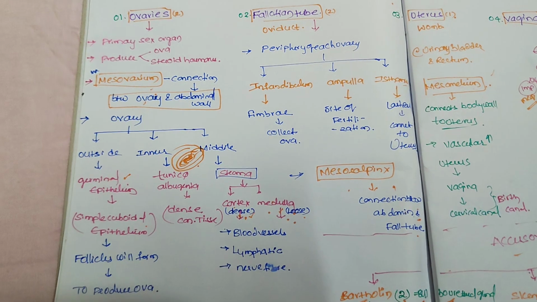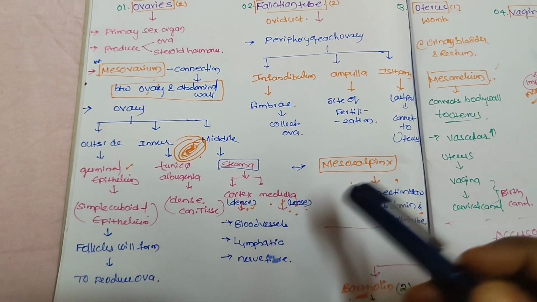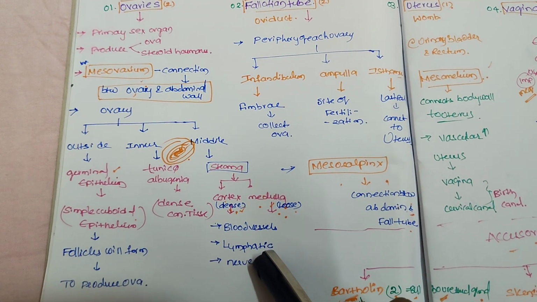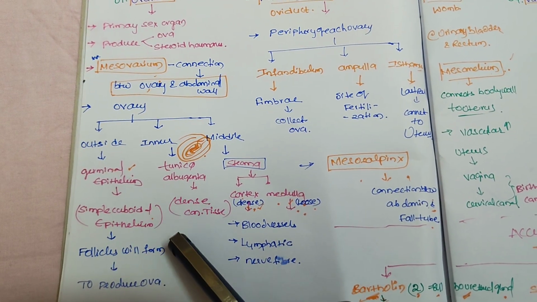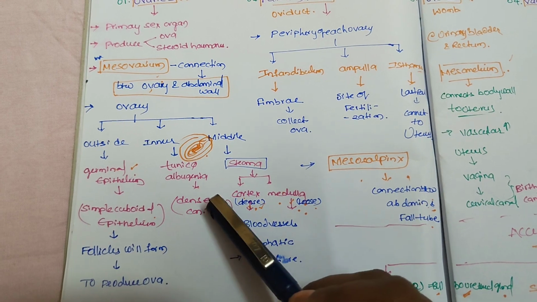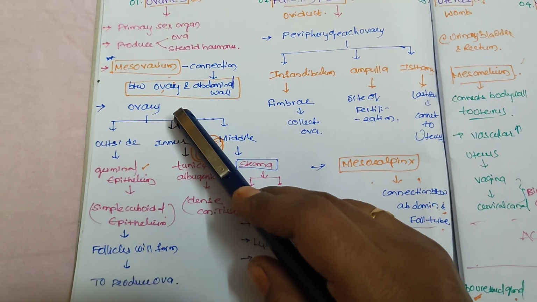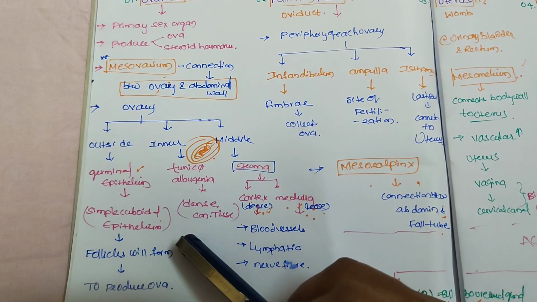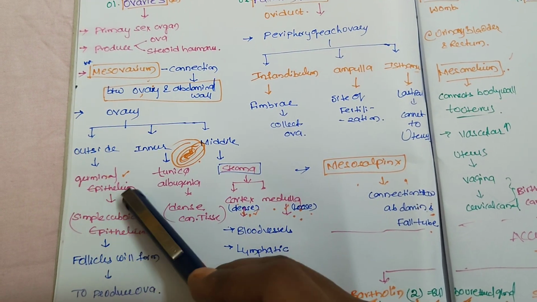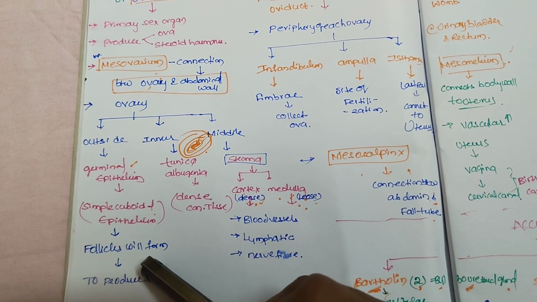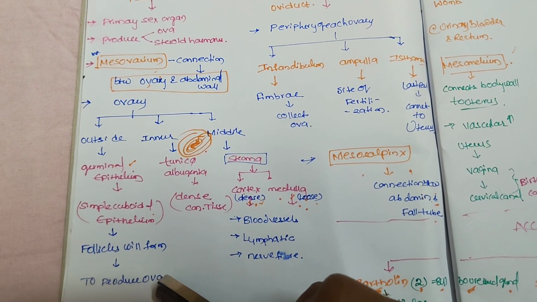So it is one more important MCQ regarding tissues. Already we completed the tissues. The germinal epithelium is covered with simple cuboidal epithelium. So this is the question: the ovary is covered with which type of epithelium? Means simple cuboidal epithelium. Furtherly, the germinal epithelium will produce the Graafian follicles. Then it will produce ova.